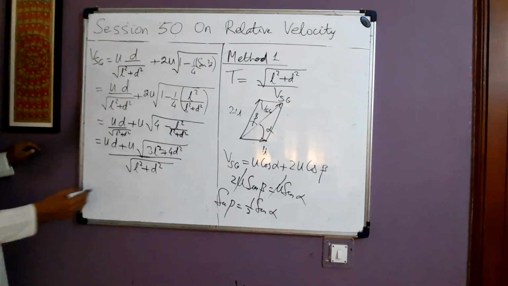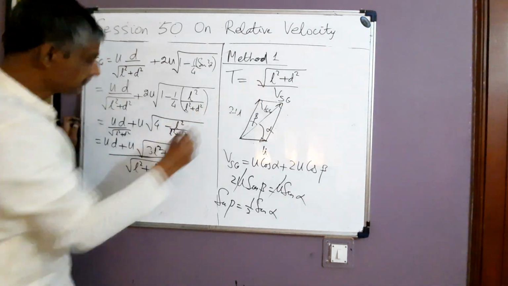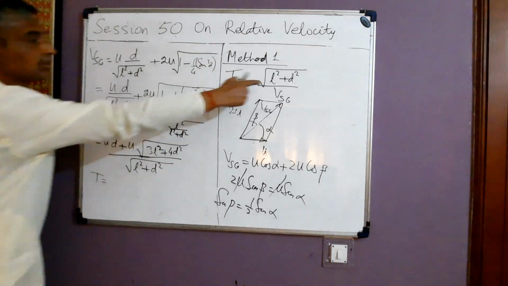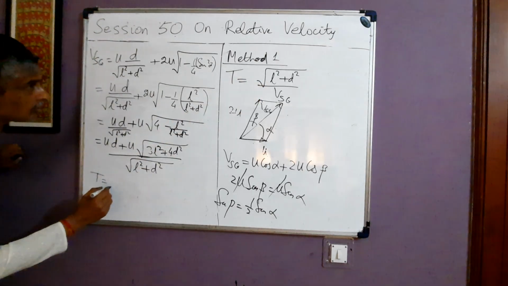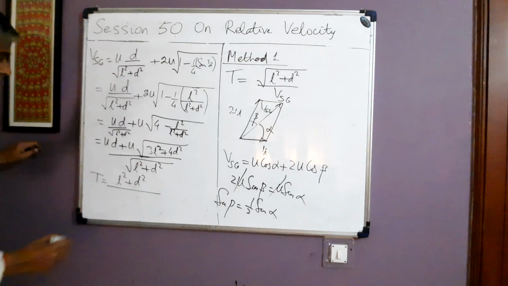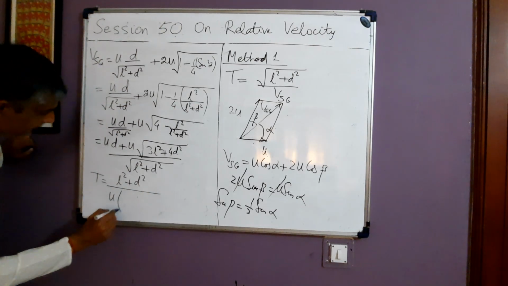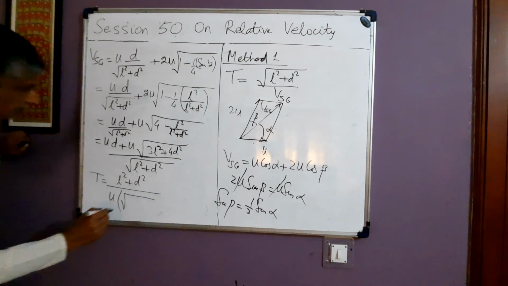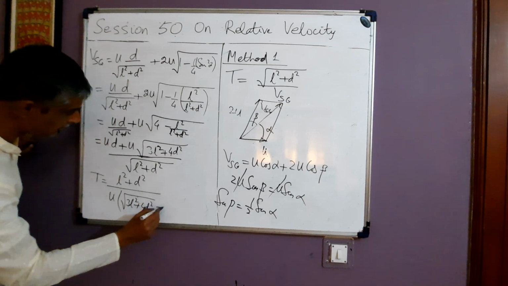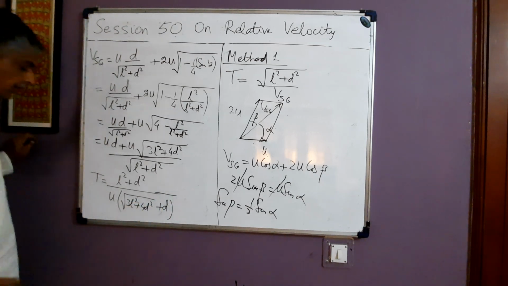So this is the value of VSG. Substitute in this one. So T will be how much? Root L square plus D square upon this. If we substitute this in this one and simplify, then T will be how much? L square plus D square by U common, root under 3L square plus 4D square plus D. This is the required value of T.